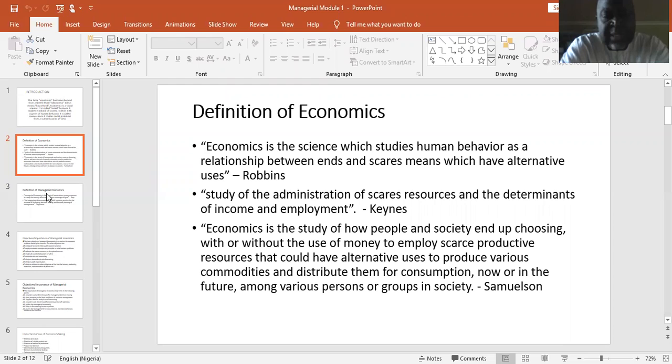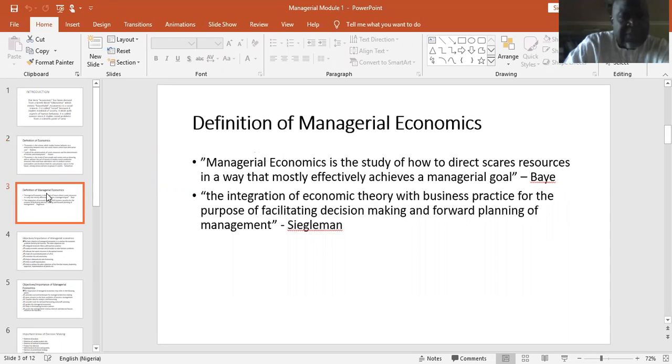So I think I won't waste time on these definitions because you all did them at your O-level economics, and some of you have degrees in economics, so you'll understand the definitions very well.